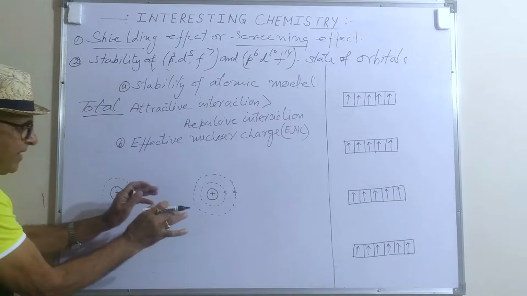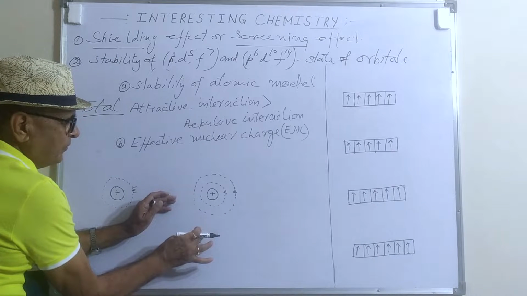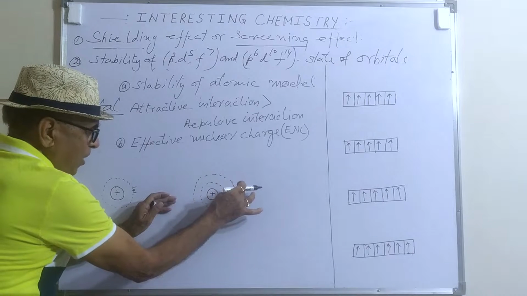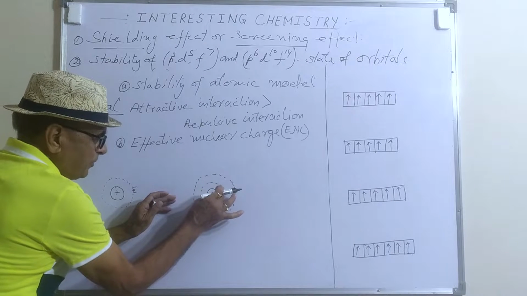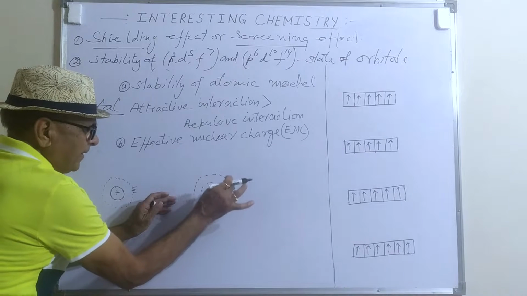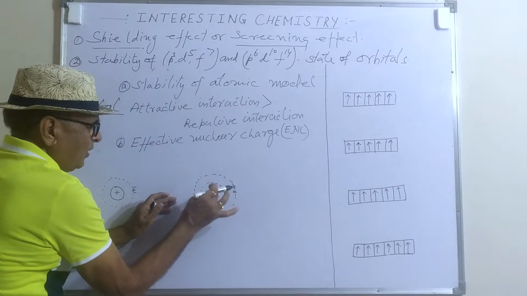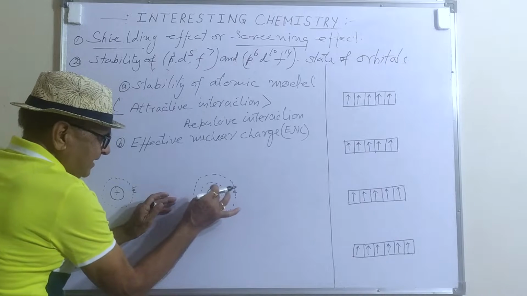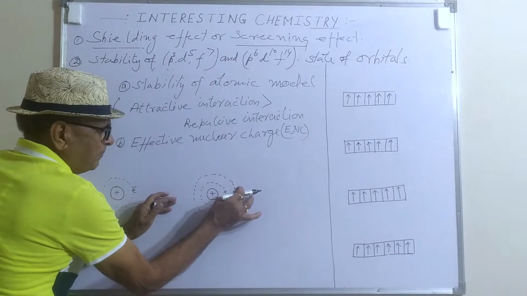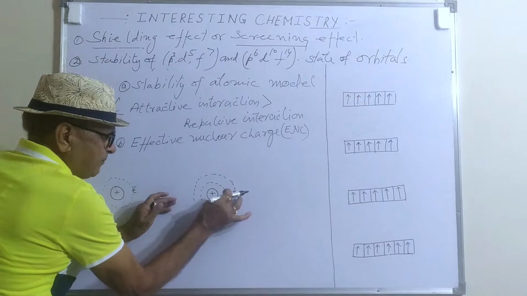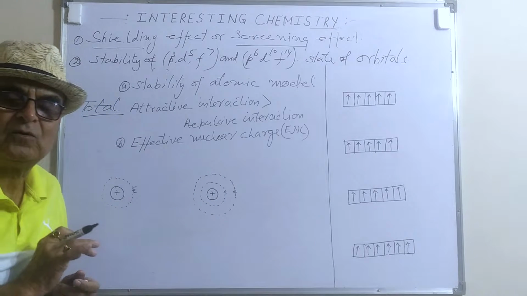But when you come to multi-electron atoms, here this is the outer shell electron and these are the inner shell electrons. This electron represents the inner shell electron and this electron represents the outer shell electron. So this electron is directly connected to the nucleus, but this outer shell electron is being shielded by the inner shell electron from the positively charged nucleus.